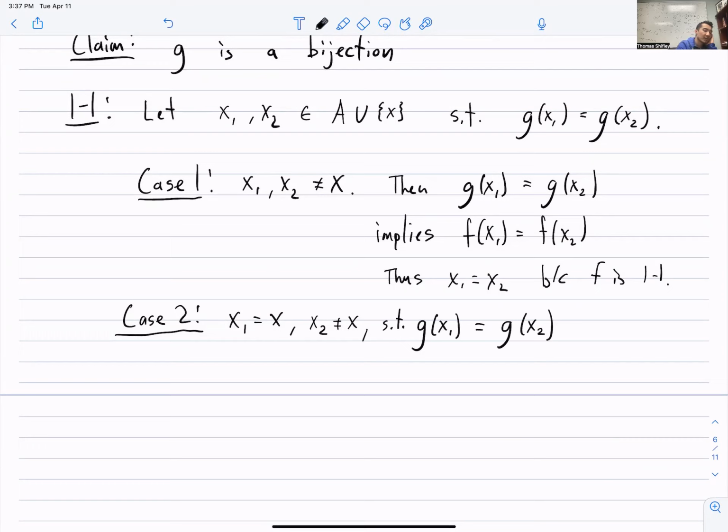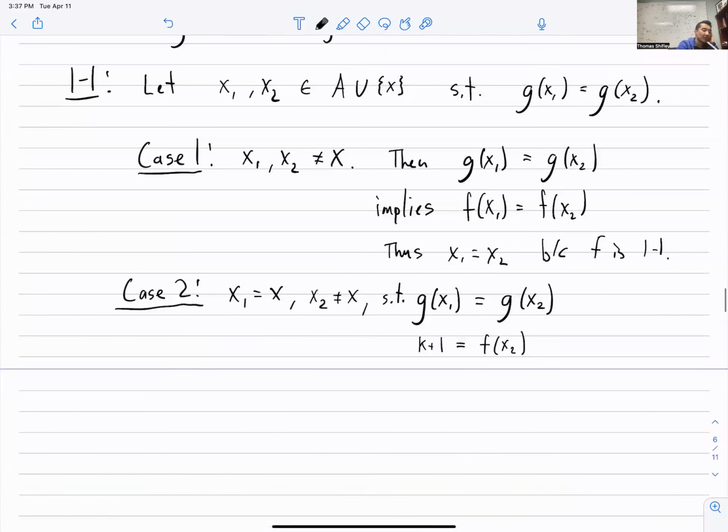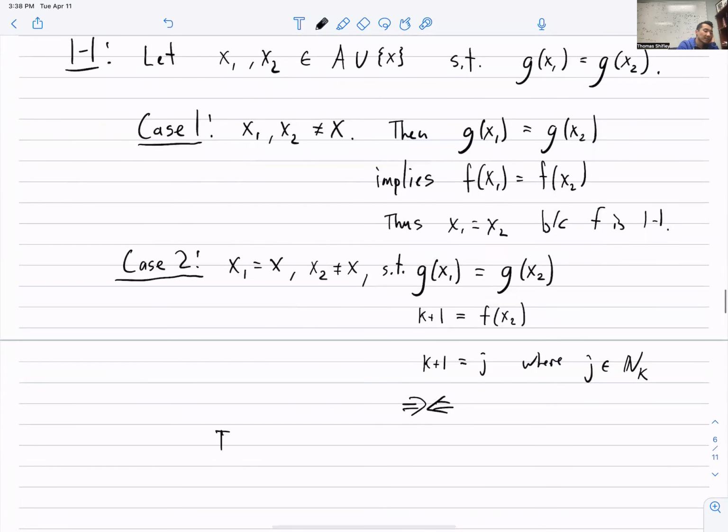What is G of X1 going to be? G of X1 is K plus 1, which is equal to G of X2, which is F of X2. But where does F live? F of X2 lives in 1 through K. And so we get K plus 1 is equal to some J, where J is an element of N sub K. But why is that a contradiction? Well, K plus 1 is strictly bigger than any number in here, and that's not possible. So that's a contradiction. Thus, if X1 is equal to X, then X2 equals X equals X1, and so it's 1-to-1.